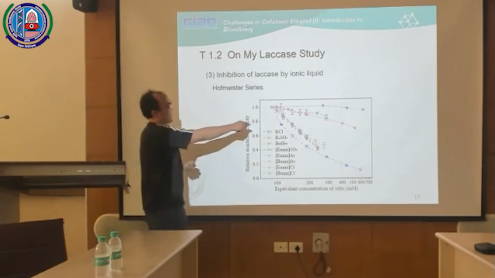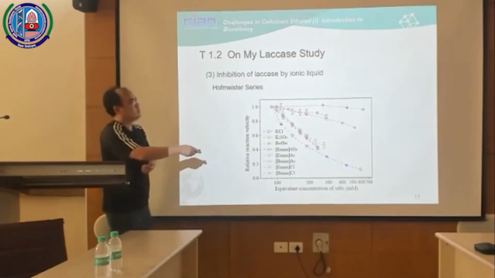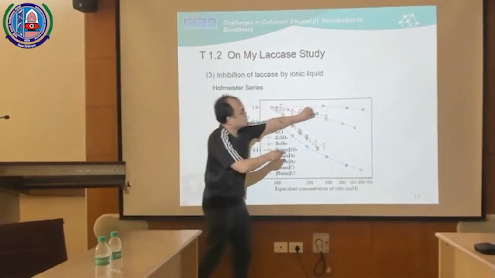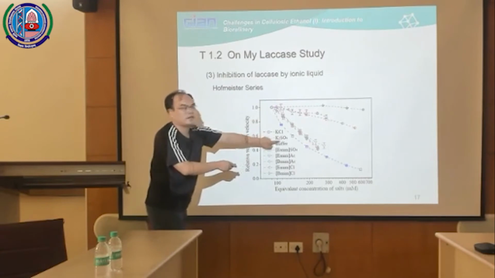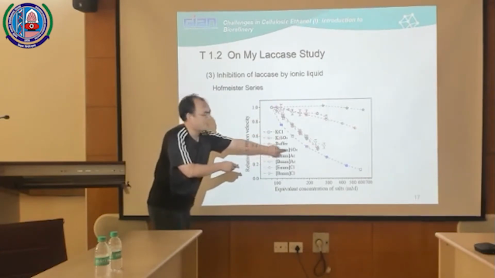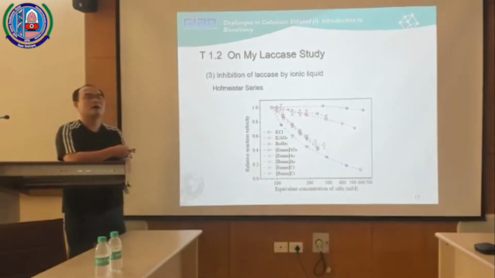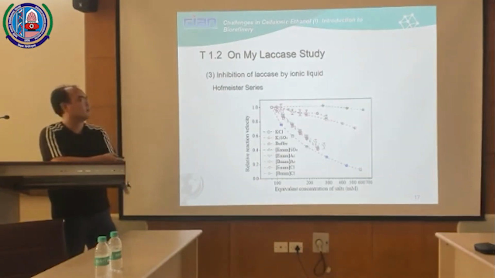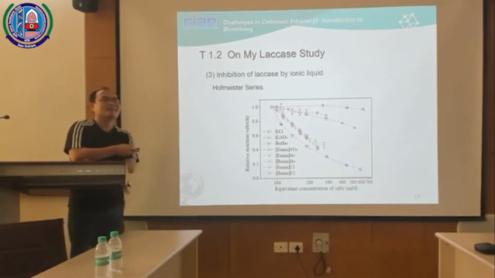See, the first line, this green dash, is from the phosphate buffer. And these two are from potassium sulfate and EMIM sulfate. There is no big difference. So it's another problem.